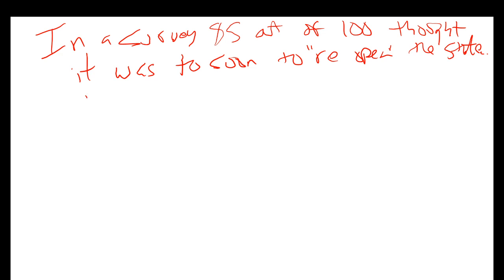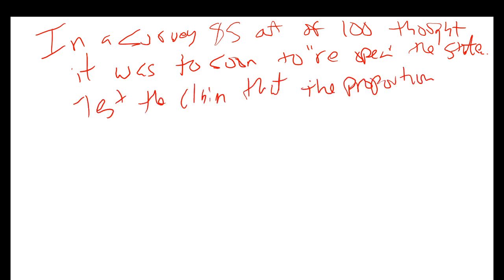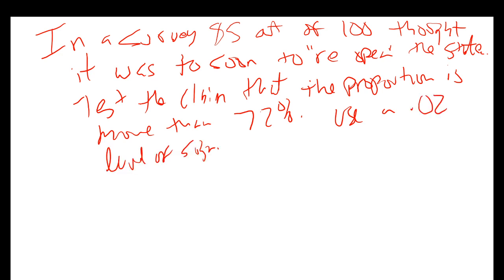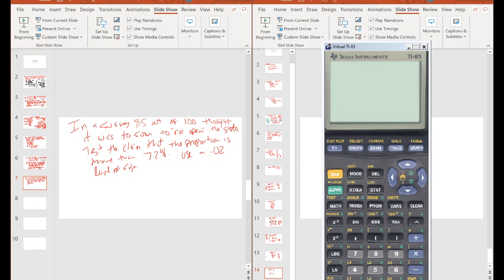Let's test the claim that the proportion is more than 72%. Use a 0.02 level of significance. All right. Okay. All right.